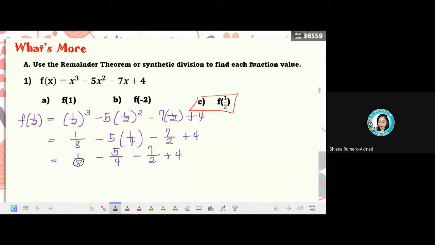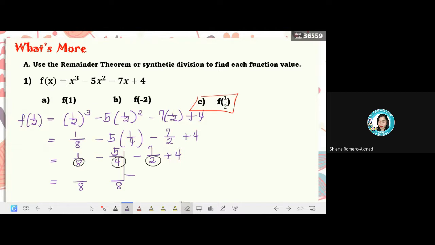As you can see, we have here 8, dito 4, dito 2. So, ibig sabihin, magkakaiba sila ng denominator. In adding and subtracting fractions, make sure that the denominators are the same. So, dapat similar fractions sila. So, to do that, I have to make sure that their denominators are all 8. So, least common denominator.